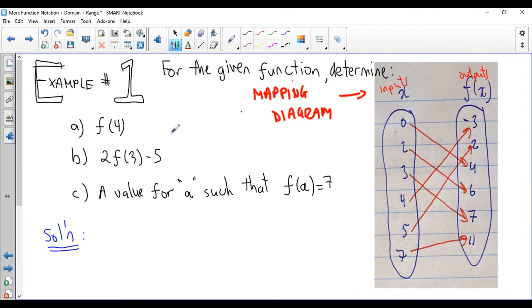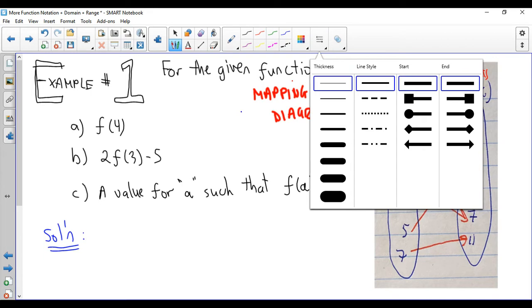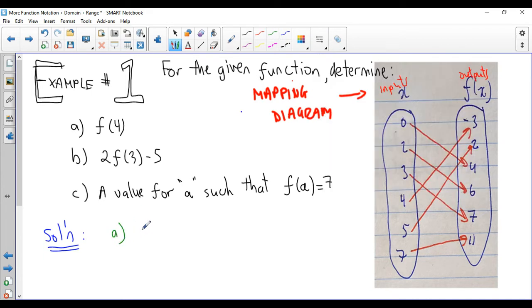So notice here, you're given a function that is displayed as a mapping diagram. Okay. So we have here all of our inputs, here all of our outputs, and the arrows specify which input goes to the specific output. So we got A, so f at 4.